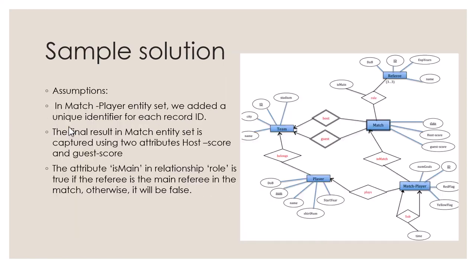Okay, let's go over it. Your answer might look different from this, and that's fine. There are multiple different versions of the right answer. In this particular example, we have 5 different entities. I'm guessing most of you have at least team and player as entity sets. So we have team and player as entity sets, and then there's a match. And then we have match player and then referee.